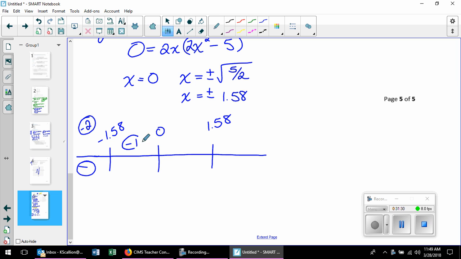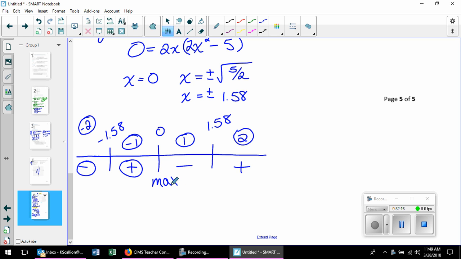And I'm going to pick negative 1 here. If I put negative 1 in, what do I get? Positive. If I put a positive 1 in, it's going to be negative. And if I put a positive 2 in, it's going to be positive. So what does that mean for those points? Increasing to 0, then decreasing. So 0 is a max.